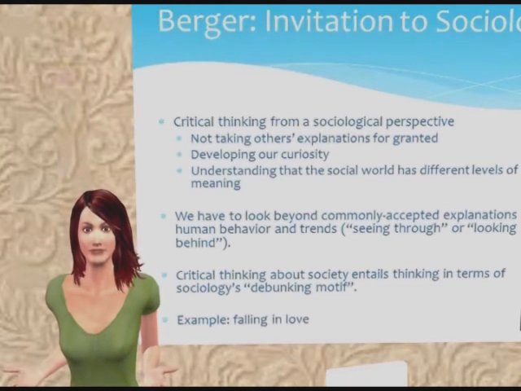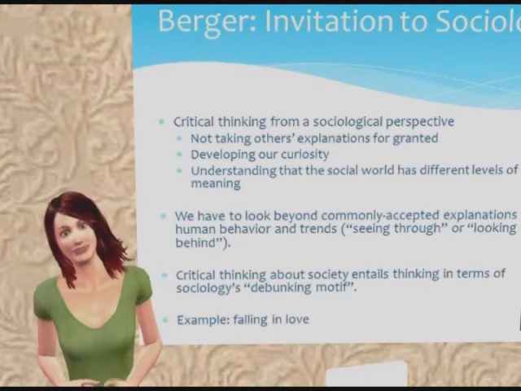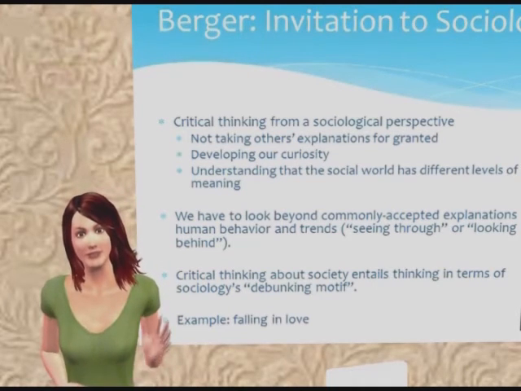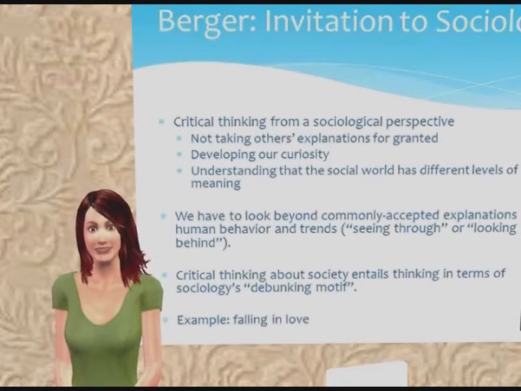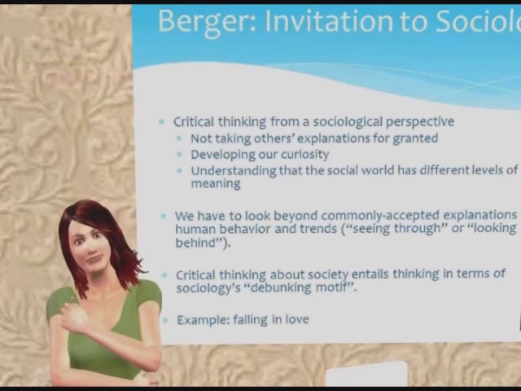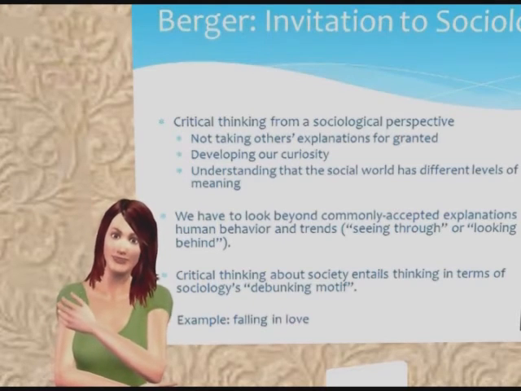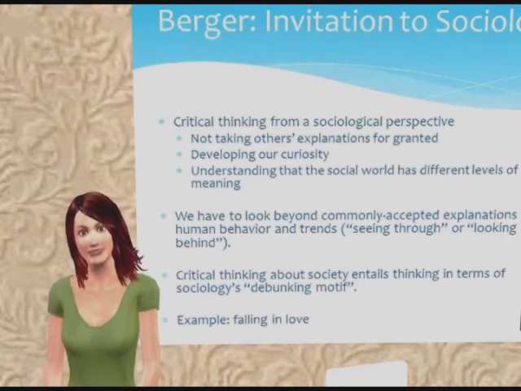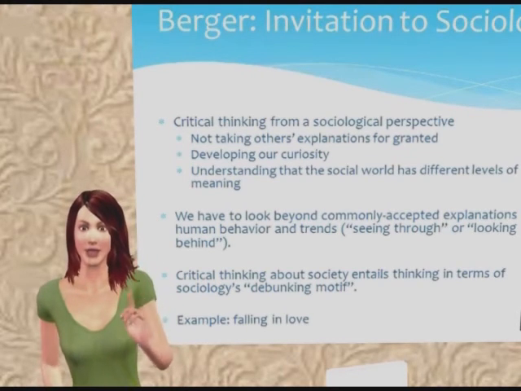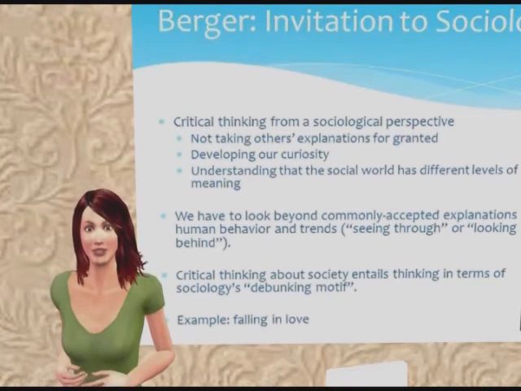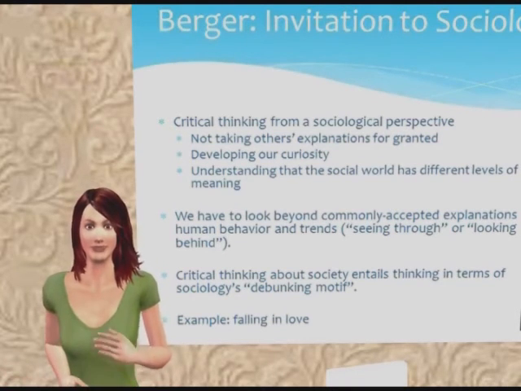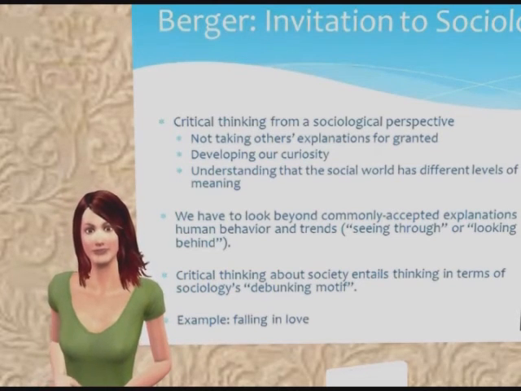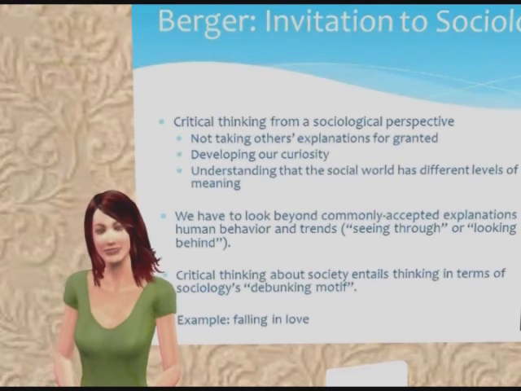Okay, so Barker's talking about something very similar here. And he also says that critical thinking about society entails thinking in terms of what he calls sociology's debunking motif. I know it's kind of an awkward phrase. Now, when we typically use the word debunking, what we typically mean is proving that something is wrong or false, not the right way to look at an issue. But Barker doesn't necessarily mean that here. What he's talking about is what I just mentioned a moment ago: being able to see through commonly accepted explanations of human behavior and trends.